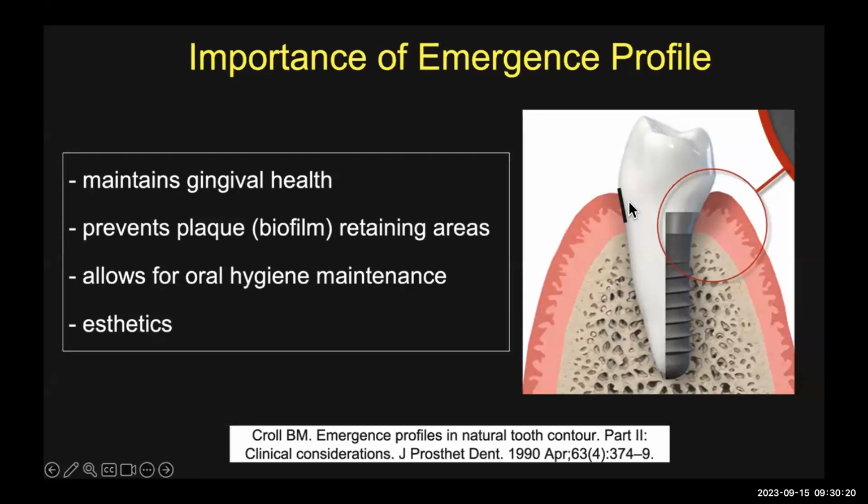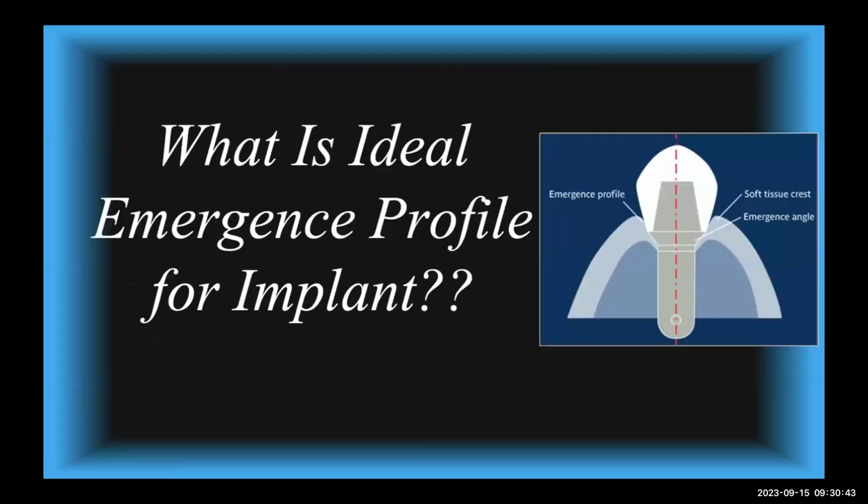It prevents any biofilm or retaining areas that could basically act as a reservoir for bacteria. It allows for maintenance, so you can get in, and aesthetically, it makes the tooth look better. So when we look at that and try to extrapolate it over into an implant, there are some problems. And what are those problems?